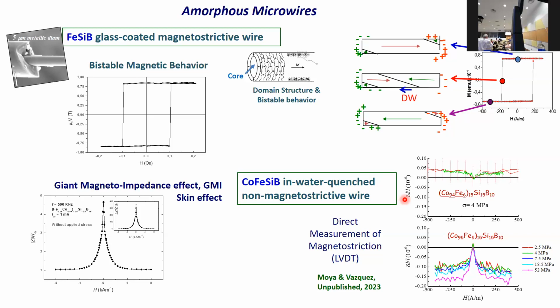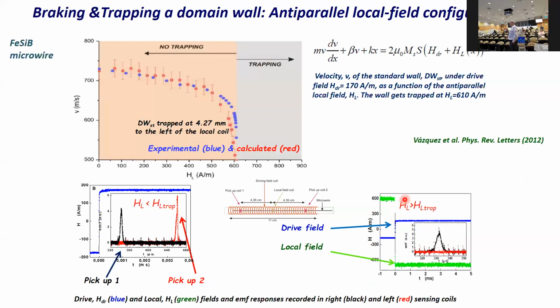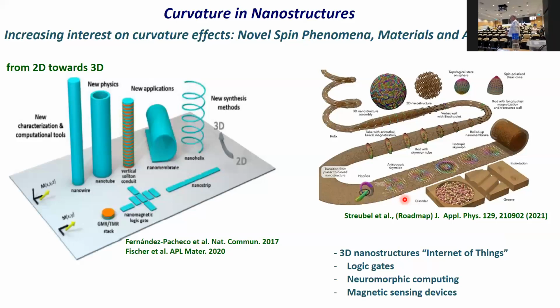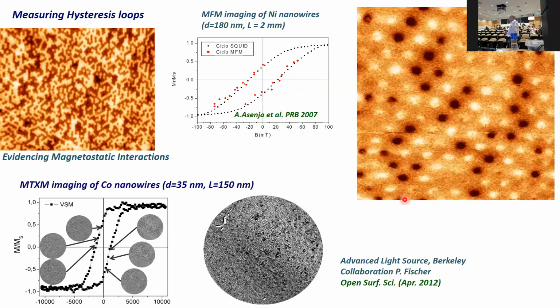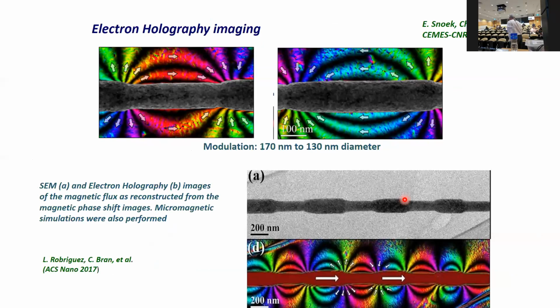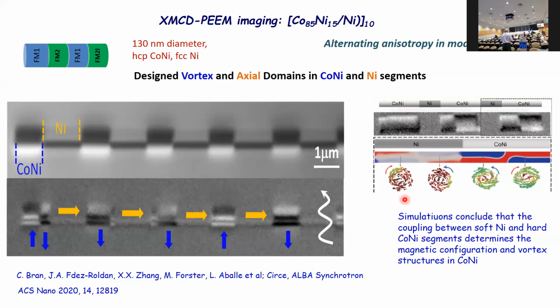No, it's along the length. You mean in composition or in diameter? No, in diameter is clear. In composition. Right. Yeah, I think I understand the question.